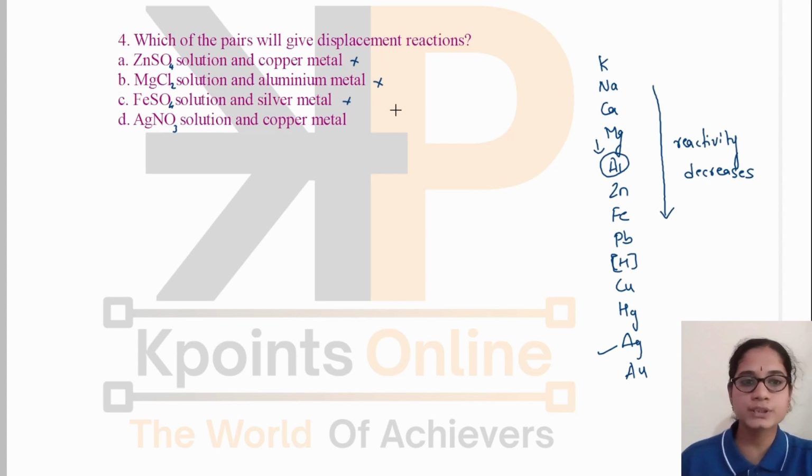Then what about the last option? Silver nitrate solution and copper metal. Yes, copper metal is placed above silver, so it is more reactive than silver.